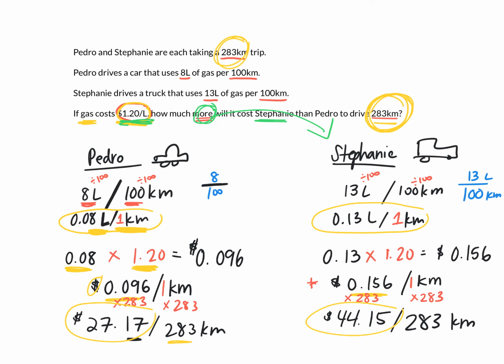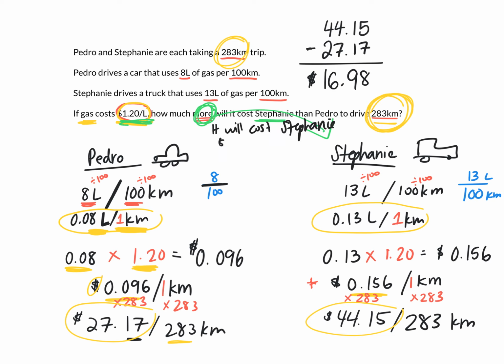But the question says, how much more will it cost Stephanie? So how do we figure out the difference? We're going to take the amount that Stephanie's spending, $44.15, and the amount that Pedro's spending. I want to know how much more Stephanie is spending, so we're going to subtract. If we do 44.15 take away $27.17, we get $16.98. So the answer is that it will cost Stephanie $16.98 more in gas than Pedro. And that's the final answer. Hope that helped.